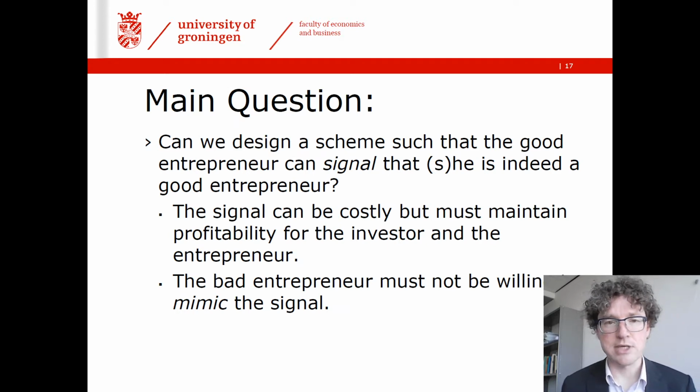The question we'd like to answer here is, can we design some scheme in which this good quality entrepreneur can signal that she is a good entrepreneur? It turns out that we will need this signal to be costly, but it must not be so costly as to lose any profitability for the investor and for the entrepreneur. And the signal, on the other hand, must succeed in really separating these two types of entrepreneurs. So the bad entrepreneur should not be willing to mimic that signal, to send the signal even though she's bad.